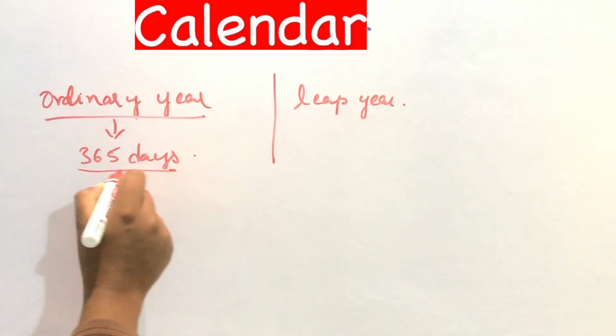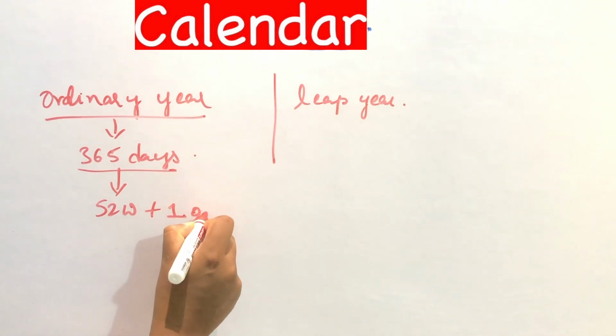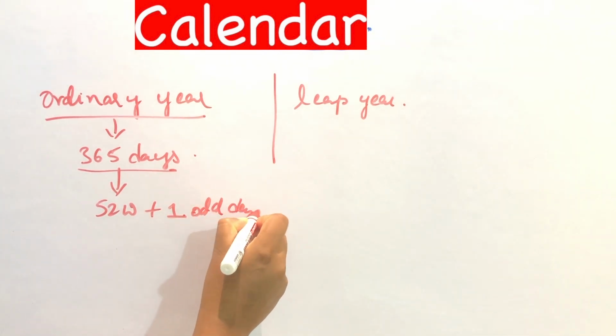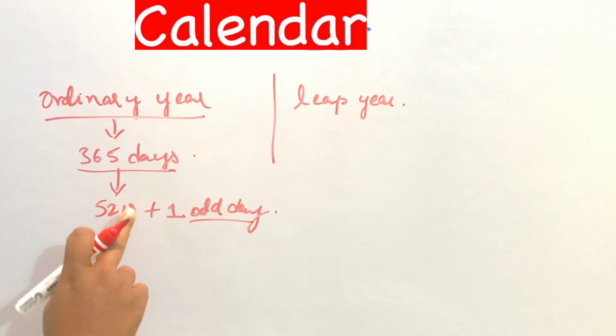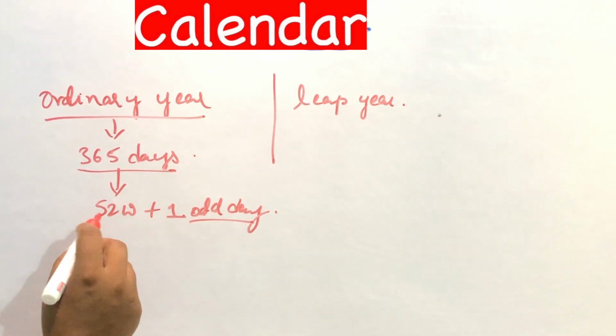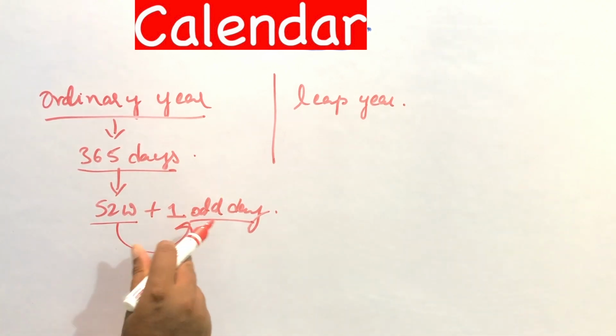That is, this can also be denoted as 52 weeks plus 1 odd day. Basically, this odd day is nothing but the number of days more than the week. That is, after we calculate these days in terms of weeks, the extra day is called as odd day.